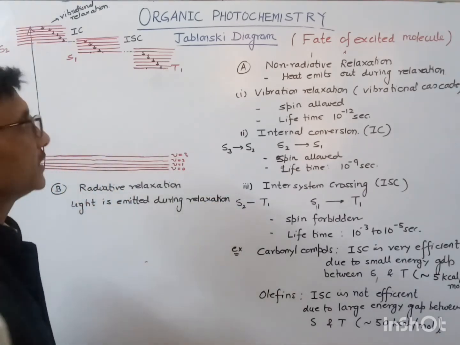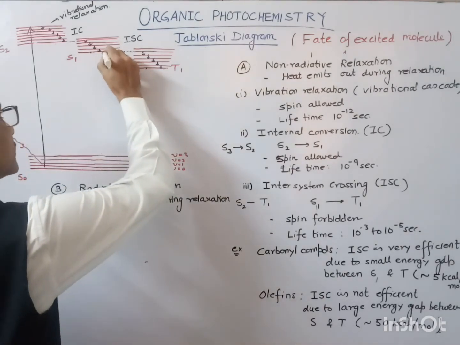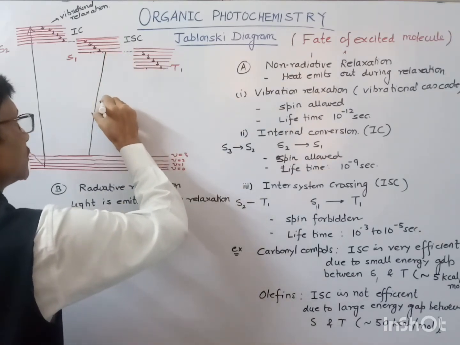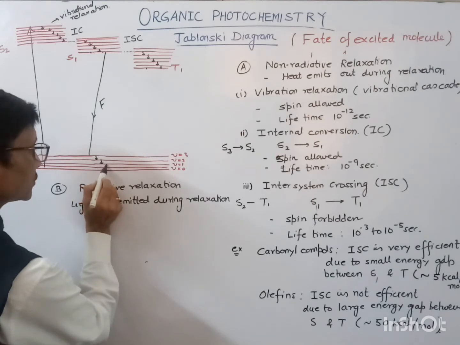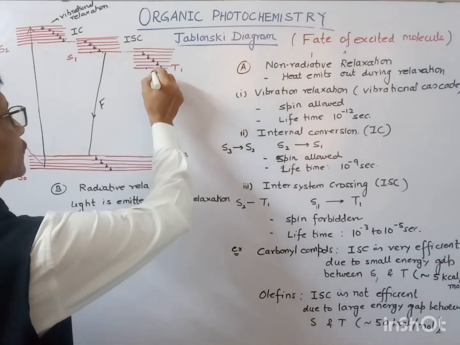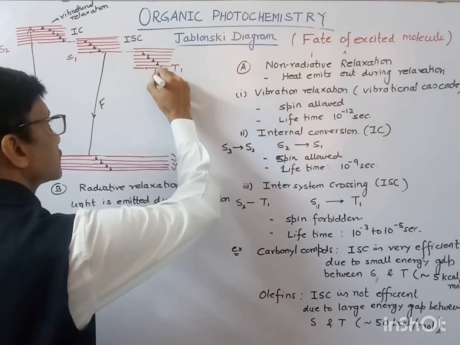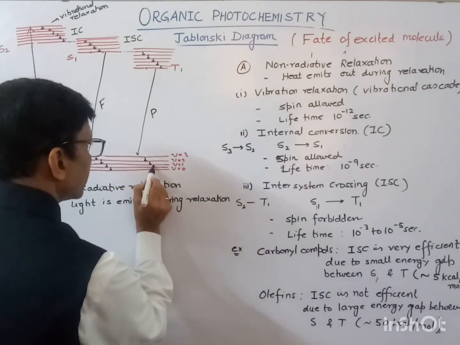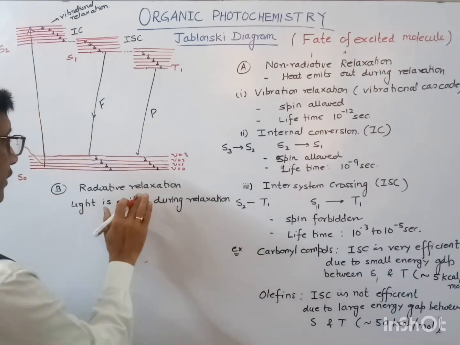So in one of the ways, when the electron is present in the excited singlet state, it can relax back to the ground singlet state like this, and this process is called fluorescence. Finally it will undergo vibrational relaxation, called vibrational cascade, to its lowest energy ground state. Otherwise, if the electron has come to the triplet state, it may undergo relaxation, and that is called phosphorescence. And finally it will relax to its lowest ground state like this.